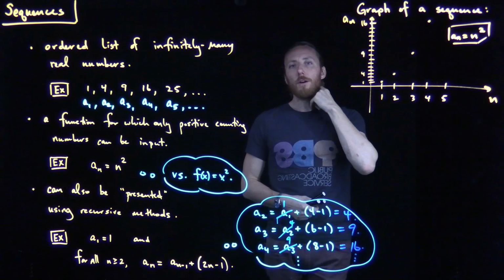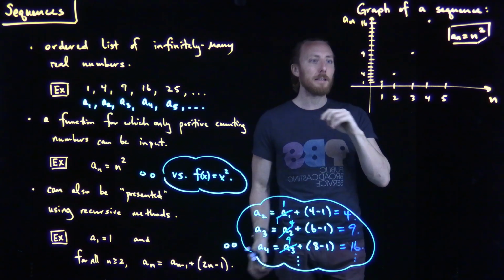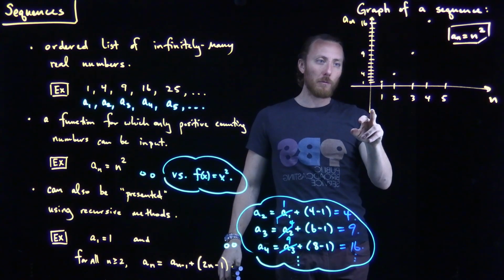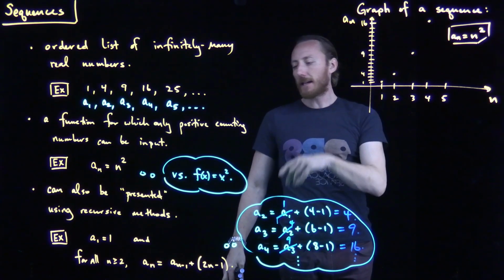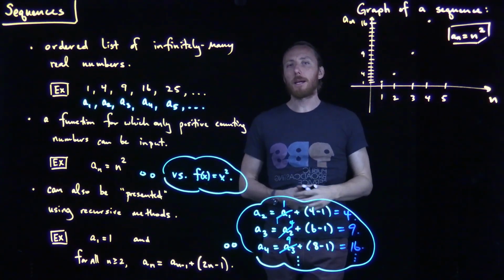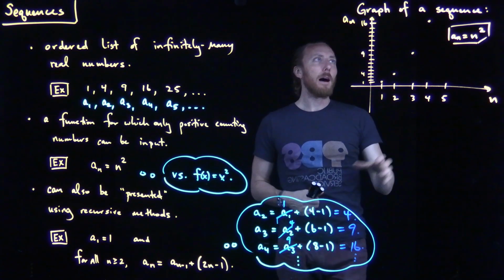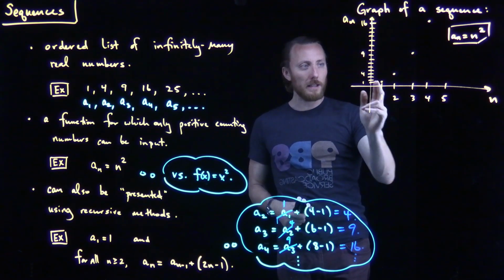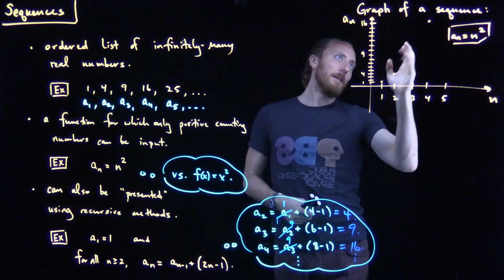However, where the graph is different in the form of a sequence is we can't put in anything between 1 and 2 or between 0 and 1. Whereas f of x equals x squared would be a continuous function where you would not pick up your pencil along the way, a sequence is necessarily discontinuous in the sense that you have a point here and a point there and a point there, but nothing in between.